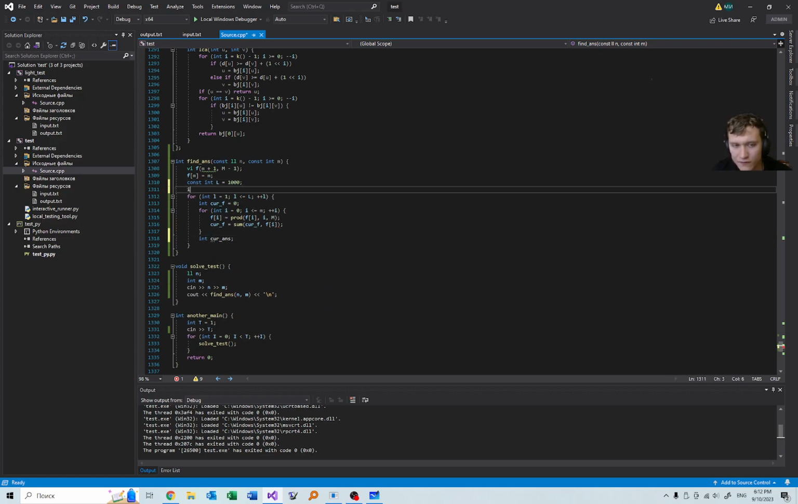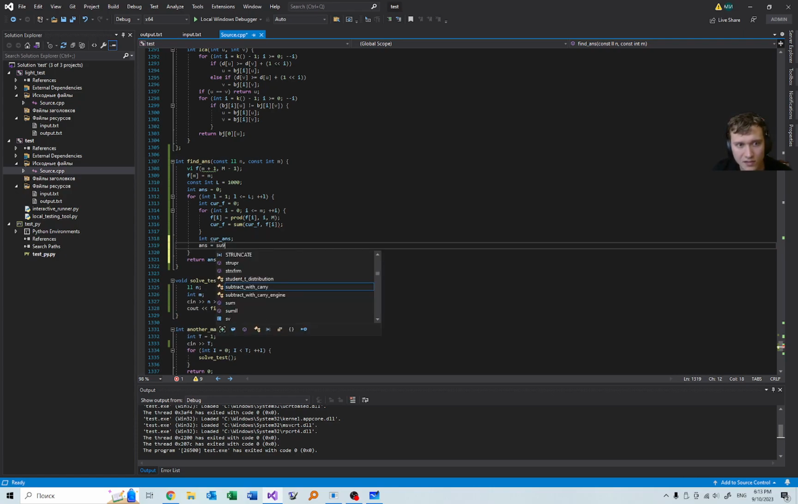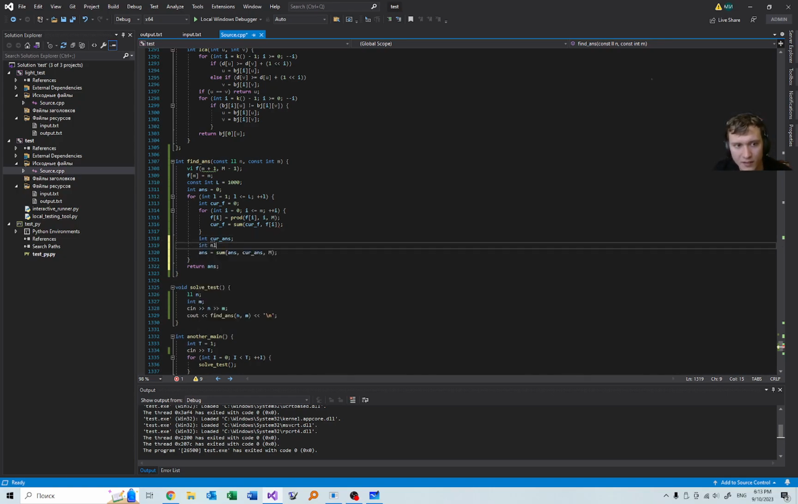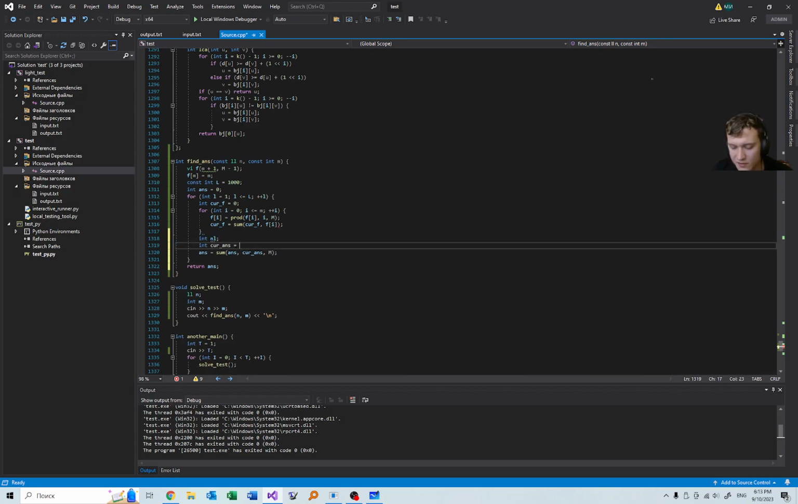Also, we have some sort of current answer, which we return. We say that the answer is the sum of the answer and current answer modulo m. We also calculate NL. We say that current answer is the product of NL and current F modulo M. And that's it. So the last thing that we need to do is calculate NL.